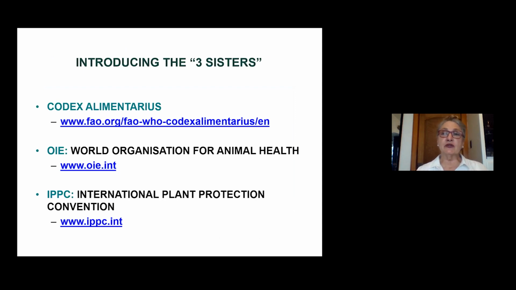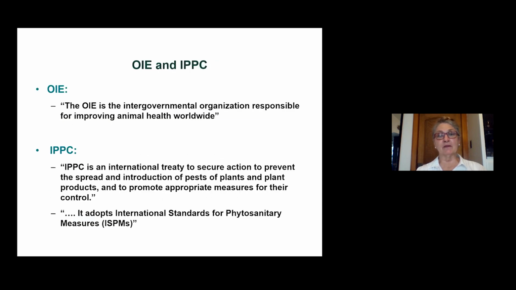So when we look at introducing the three sisters, we have Codex Alimentarius, and there is the website for it. We have the World Organization for Animal Health, and there's the website for that. And I know we're going to talk about that further. And the International Plant Protection Convention. So if you are dealing with animals and plants, these are the places to go to find out how decisions Codex makes with the three sisters working together.